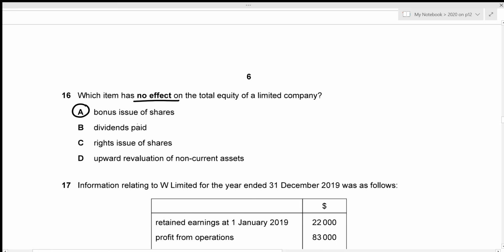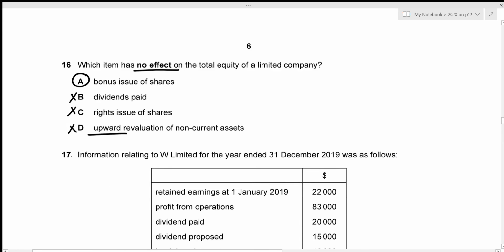But in case of dividends paid, this actually decreases the retained earnings, which would have a decrement effect on the total equity of a limited company. So that's incorrect. The third one is rights issue of shares, which could increase our ordinary share as well as premium, which means that the total equity of a limited company would increase as well. So that's incorrect as well. And the last one is upward revaluation of non-current assets. This would definitely increase our revaluation reserve, which means that the total equity of a limited company would also be increased. So that's incorrect as well. Now we can move to question number 17.